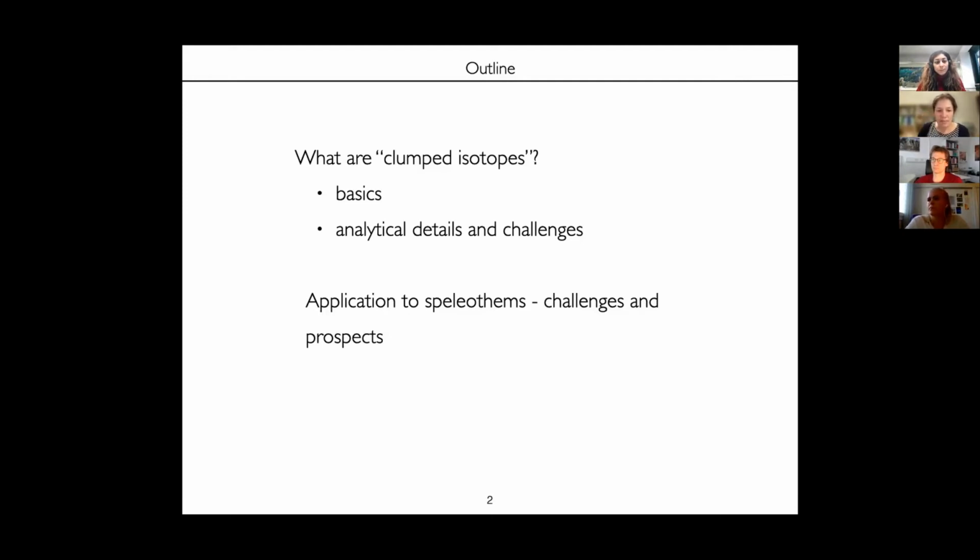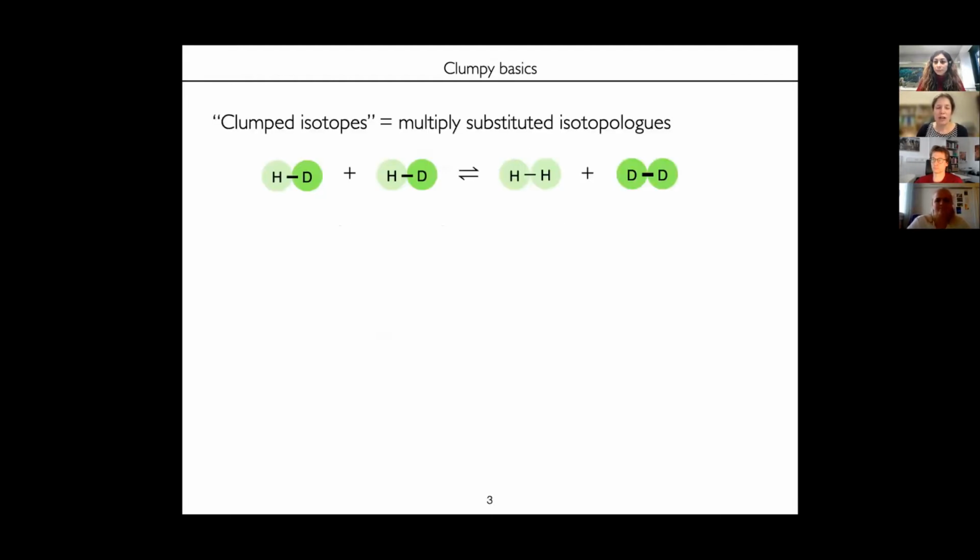So, let's just jump right in. What are clumped isotopes? Clumped isotope is basically a colloquial term for multiply substituted isotopologues. You can imagine that the correct name quickly gave way to the clumped isotopes terminology, which is much easier to use. But basically, we're looking at the distribution of isotopes in molecules.